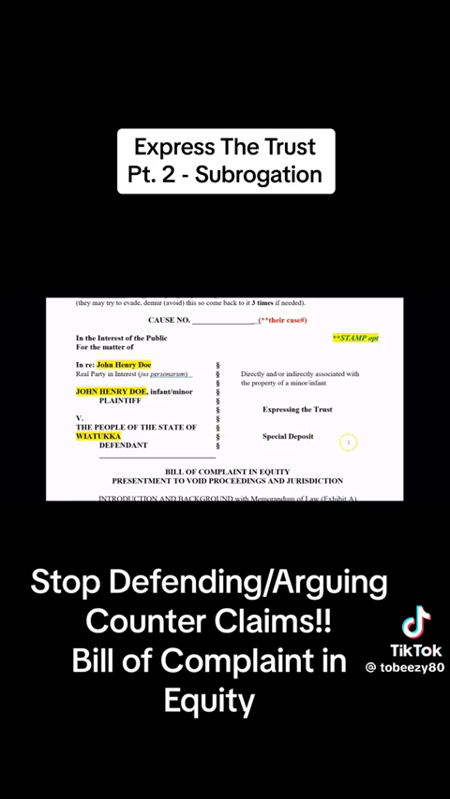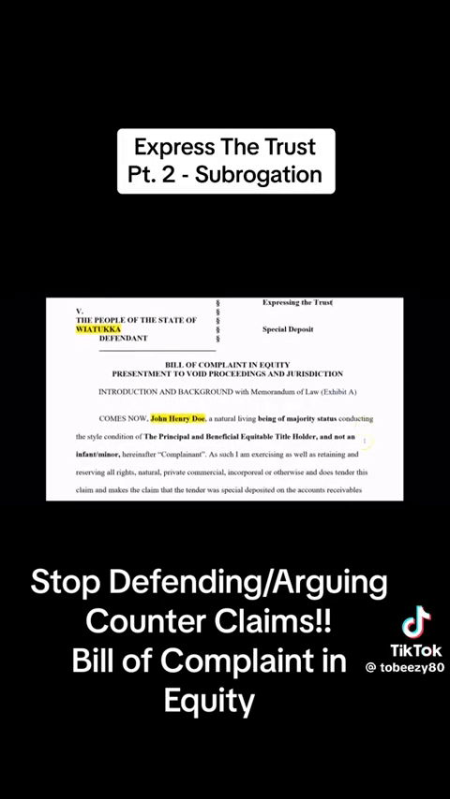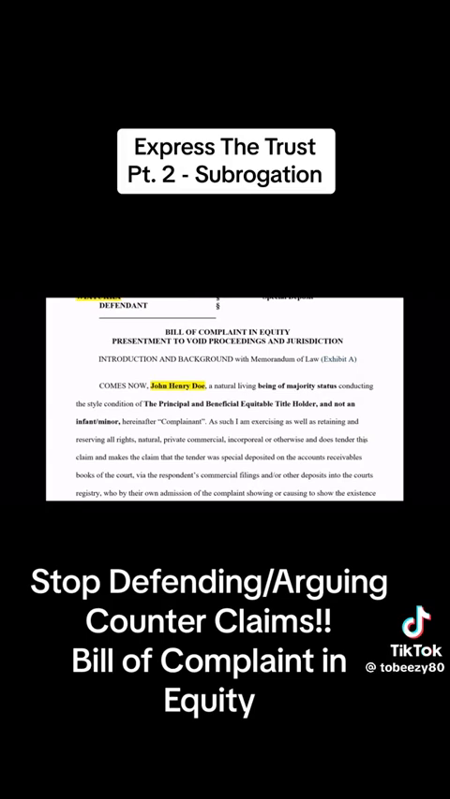Okay? And so, expressing the trust. This bill of complaint in equity presented to void proceedings and jurisdiction. Isn't that what you want them to do? There you go. Introduction and background, and with a memorandum of law. That is a separate document. It's just going to be attached to this document when you download it.